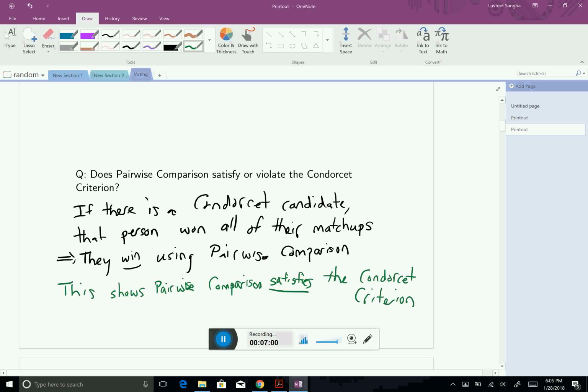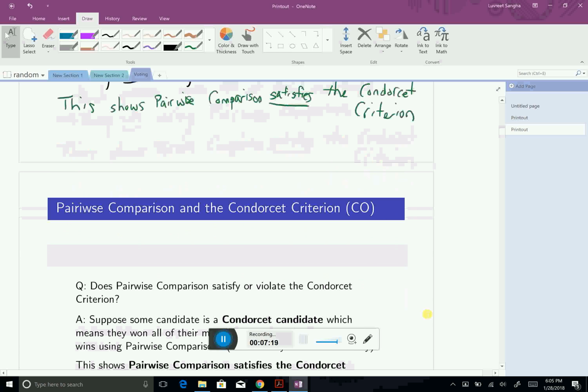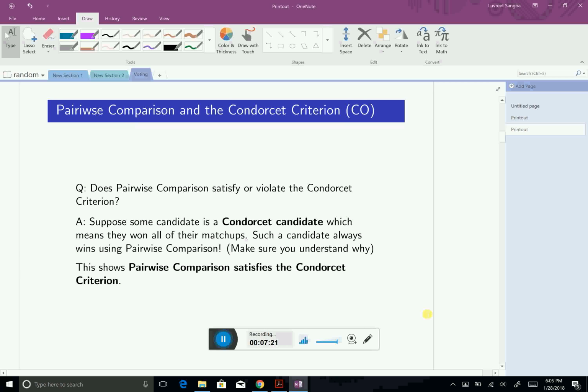Okay, so we've shown that this is true in all cases. Anytime there's a Condorcet candidate, meaning anytime there's a person who wins all of their matchups, they have to be the winner using pairwise comparison. So that shows that pairwise comparison satisfies the Condorcet criterion. When you look back at the slides, the following slide will have that stuff that we just wrote down, showing that pairwise comparison does satisfy the Condorcet criterion.